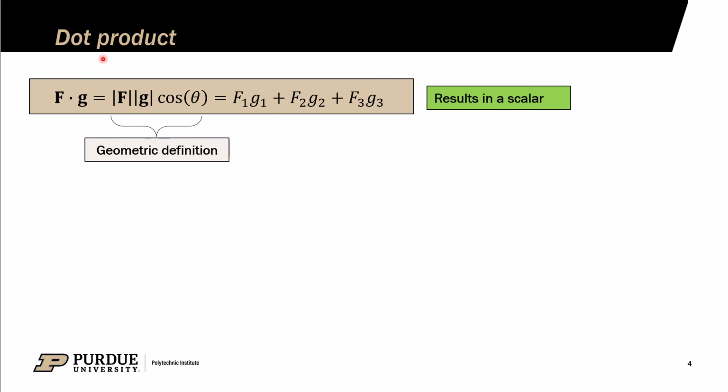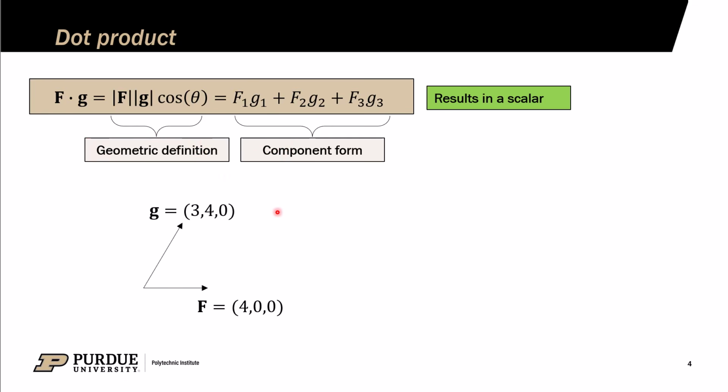Second, we can represent the dot product using a geometric definition, or we can use this component form here. I'm going to start with the geometric definition, and then we'll talk about the component form. Okay, first let's take two vectors. I've got a vector f. It's got an x component of 4, a y component of 0, and a z component of 0. So this is lying along the x-axis. g has an x component of 3 and a y component of 4, and no z component.